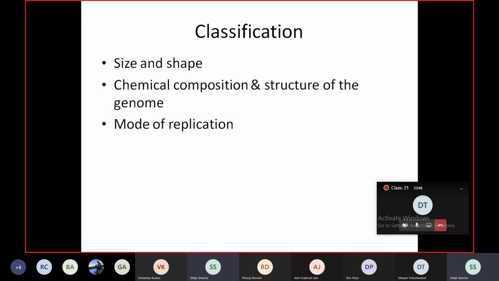There are three parameters based on which viruses are classified. That is its size and its shape. Then the chemical composition and the structure of the genome. There's a lot of variability found in the genome itself between different types of viruses. And the third criterion is the mode of replication. So we'll briefly cover all these parameters, especially the mode of replication, because this is important in terms of introducing variation in bacteria. And also, we have covered rolling circle. As I mentioned, it is a mode which is followed by viruses as well as plasmids.